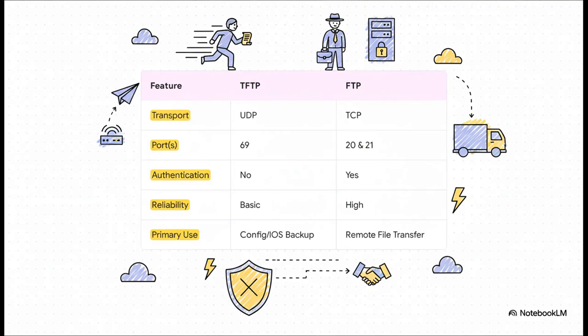On the left, you've got our courier, TFTP, uses UDP, has zero authentication, and offers really basic reliability. It's built for those quick and dirty internal jobs. Then on the right, our shipper, FTP, uses TCP, demands a username and password, and gives you that high reliability. It's your choice for more general, formal file transfers where you need that little bit of extra control.